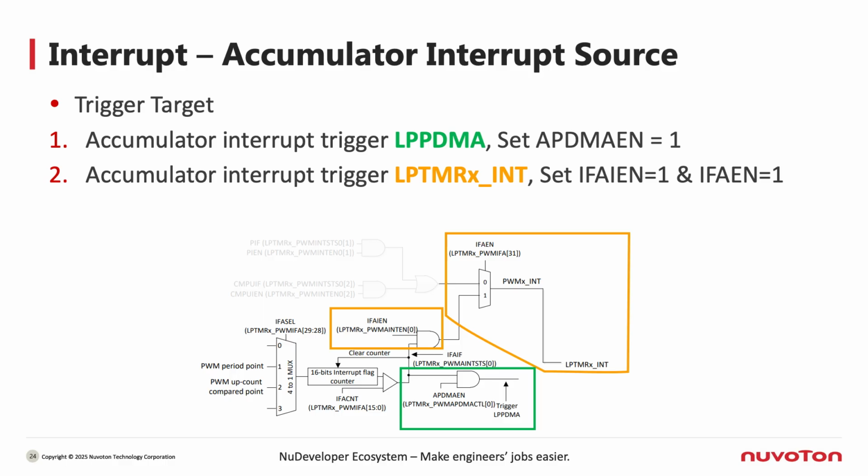The accumulator-based interrupt can trigger both the low-power timer interrupt and the low-power PDMA. Use the IFAEN and IFAIEN registers to select whether to trigger the low-power timer interrupt. Use the APDMAEN register to select whether to trigger the low-power PDMA. This allows flexible routing of interrupts for different low-power operations.